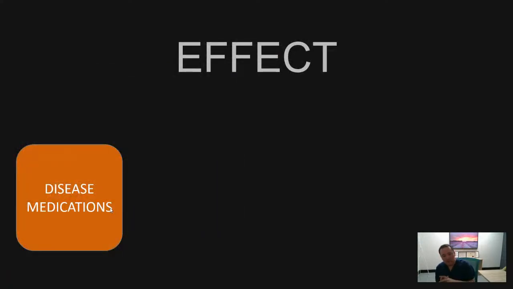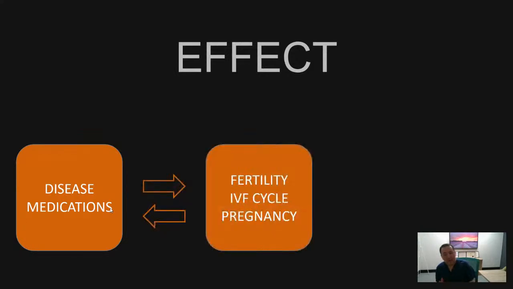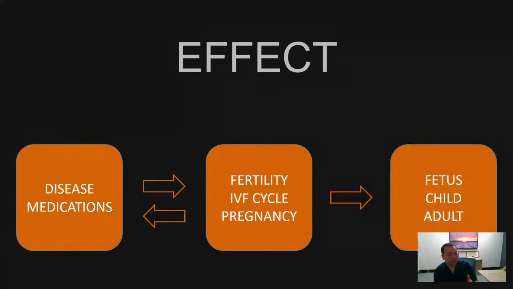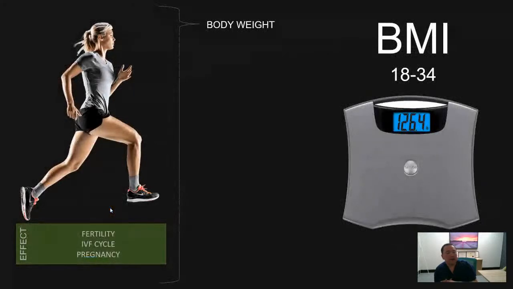So in terms of the effect of the treatment, the disease itself and the medications used for treatment of the disease can impact patients' fertility and their IVF cycle and their pregnancy. Subsequently, it can affect the development of the fetus and the health of the child, and once the child is an adult, it can affect their health in the long term. So this is why it's very important to analyze and review all possible medical conditions patients have and address them before we start IVF treatment.